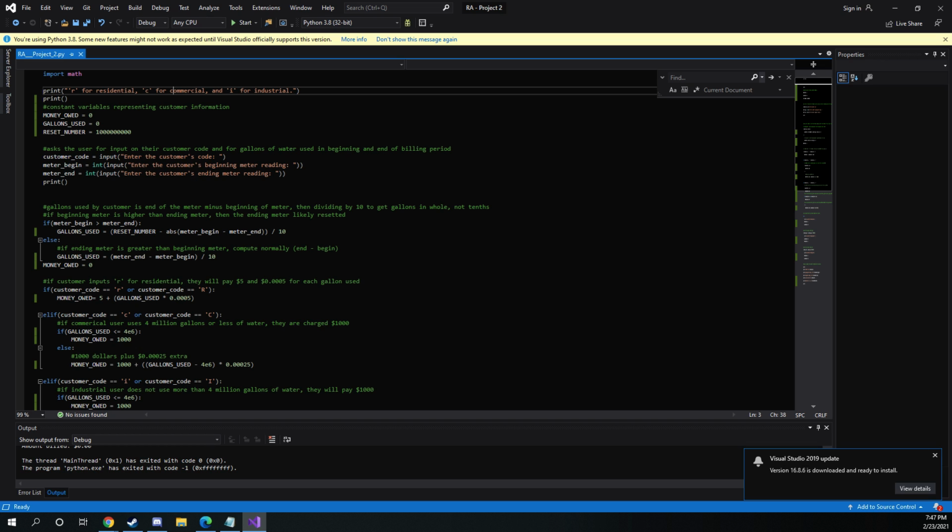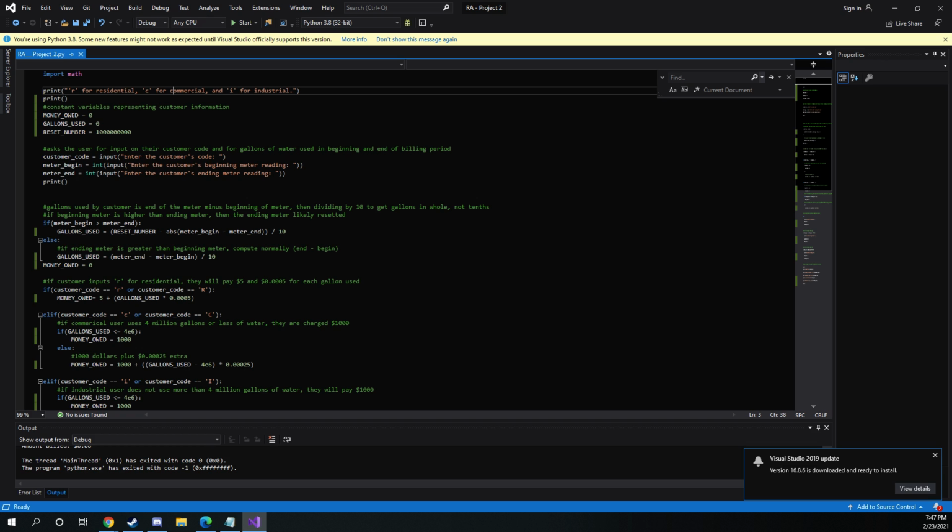So our first input is a string input, which asks the user to enter the customer's code. So they would either enter an R for residential, the letter C for commercial, or the letter I for industrial. And after that we have two integer inputs, one being meter begin, which represents the customer's beginning meter reading, and meter end, which represents the customer's ending meter reading.